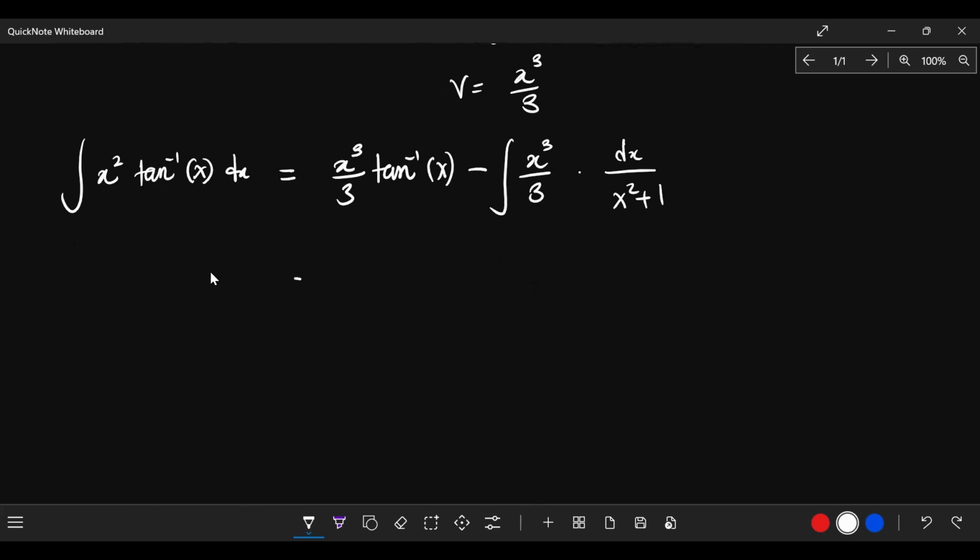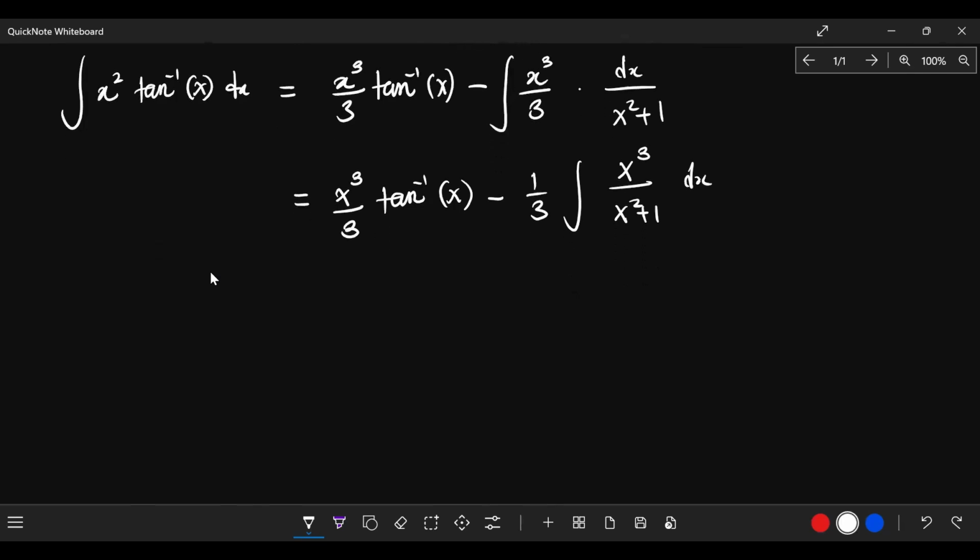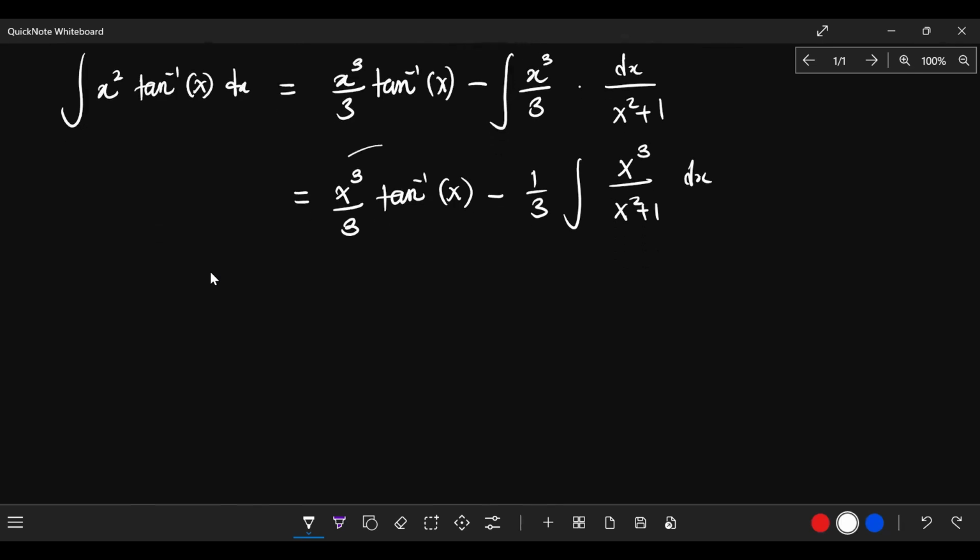Okay, so let's simplify this. So we have x cubed over 3 tan inverse of x minus 1 over 3 the integral of x cubed over x squared plus 1 dx, right? Okay, now we're still going, right? We're done with this part, yeah. But here we still need to do more integration. So we have to integrate x cubed over x squared plus 1, isn't it?